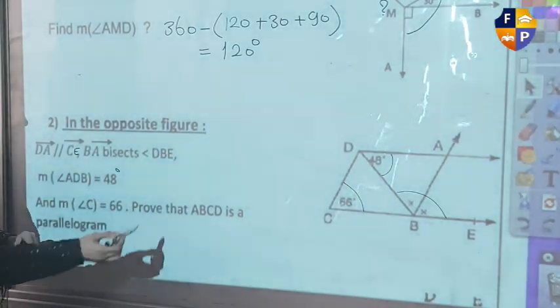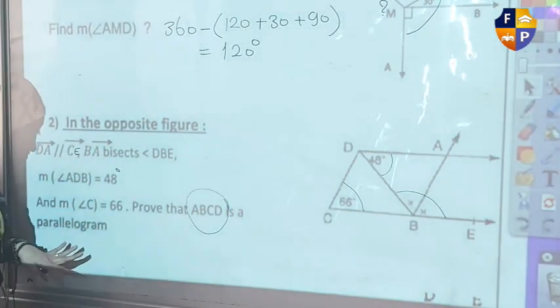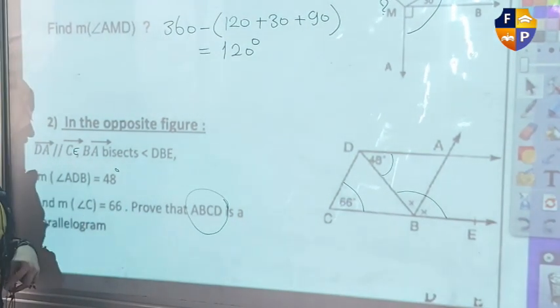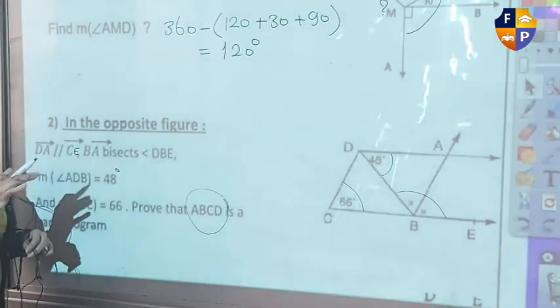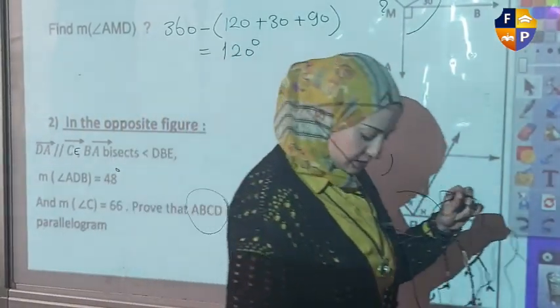Prove that the figure ABCD is a parallelogram. We have some conditions to prove that a quadrilateral is a parallelogram. Look at the whiteboard, please.